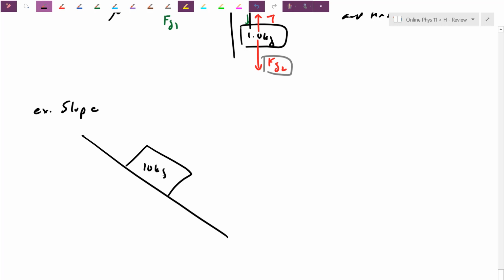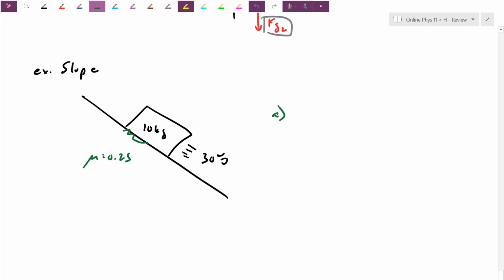Let's say I have a 10 kilogram object. Let's say this object here is being pushed upwards. It was given a velocity of 30 meters per second going upwards. Let's say the coefficient of friction here, the mu, is 0.25. Similar style question as earlier, although it's not a pulley style question. I want you to calculate the acceleration.